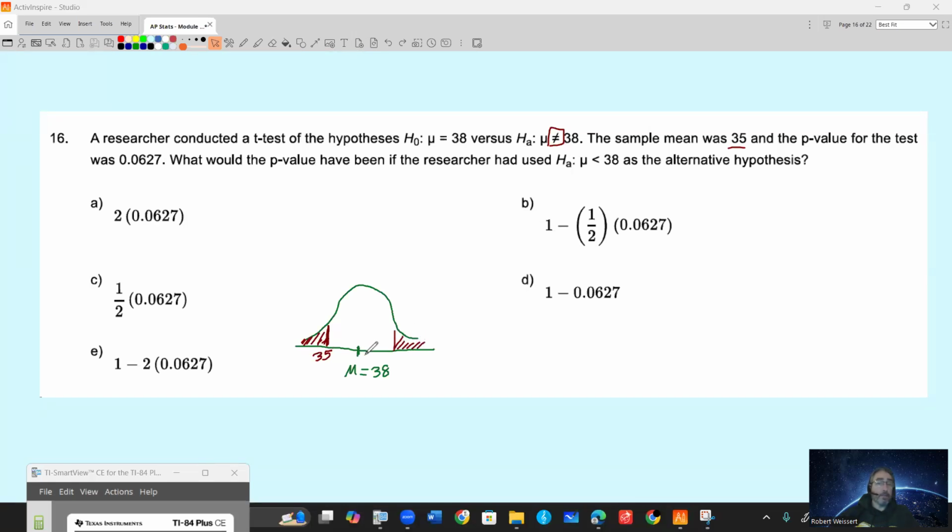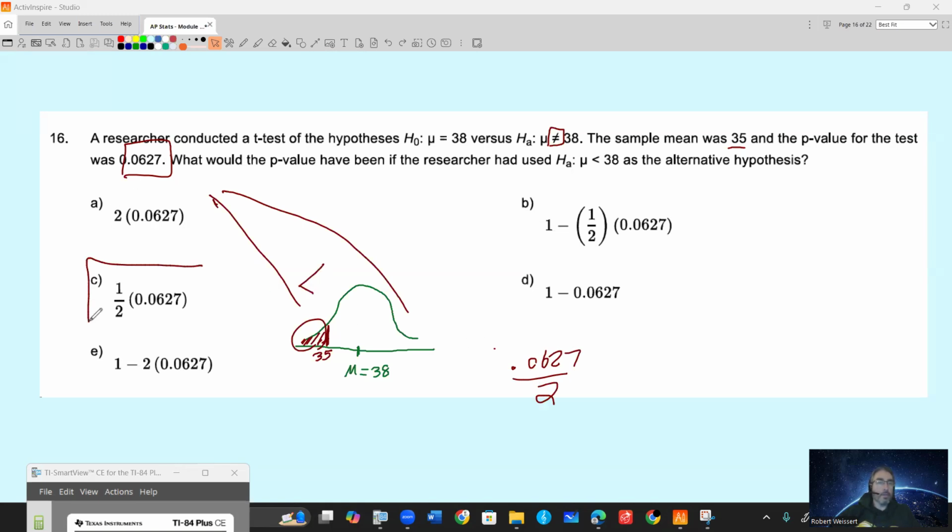And if that's 35, by the way, this would be 41, just FYI. And these two areas, in this case, combine to give you this p-value. So that's going to be what both of those add to. So if I'm getting rid of this one, and I'm just focusing on this part, I'm going to cut that in half. So it's going to be 0.0627 divided by 2 to get that one-sided, less than.